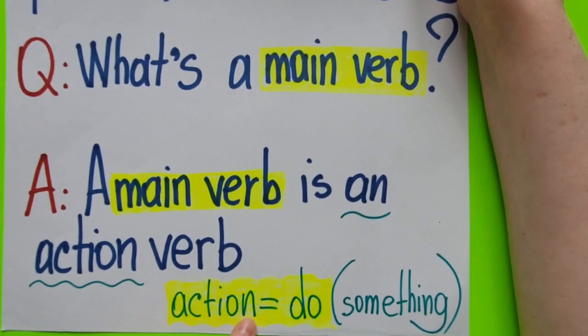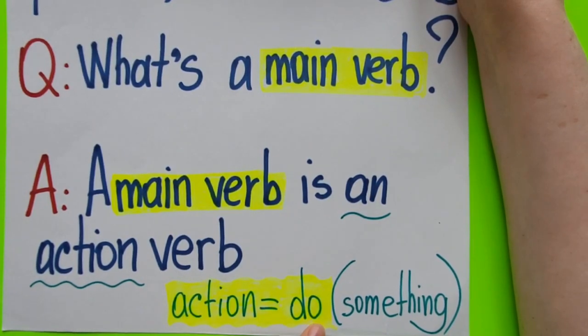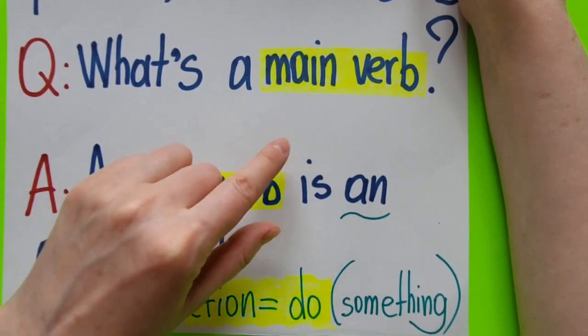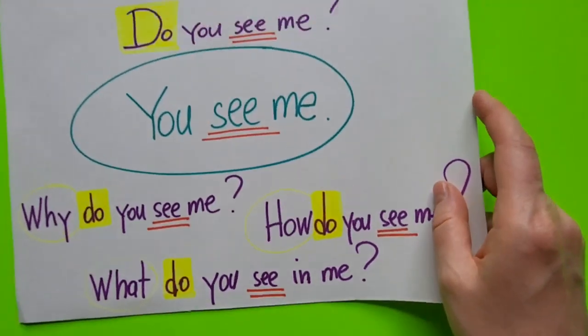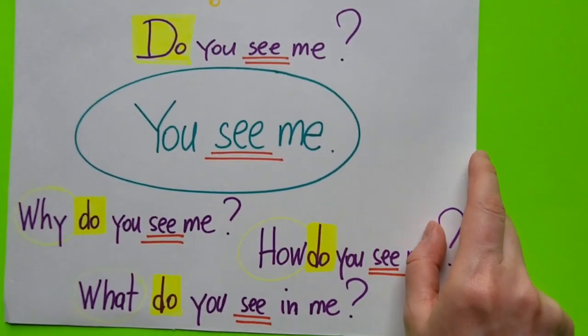Remember that action when it is equals do or does or did. So when you do something, that's an action. So we're going to be looking for main verbs. Okay, ready? Take a look at this example. What do we have here?